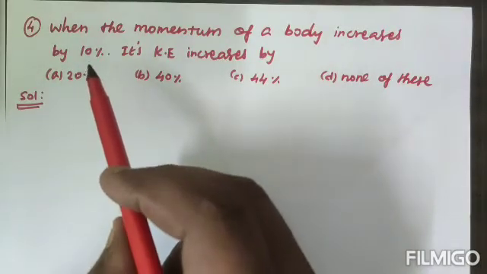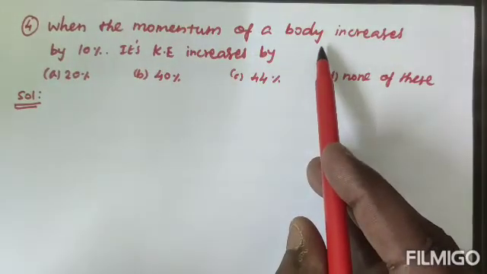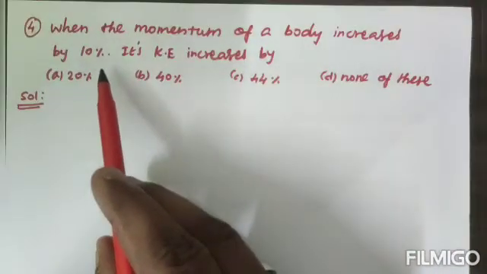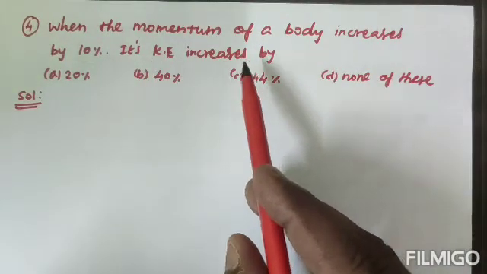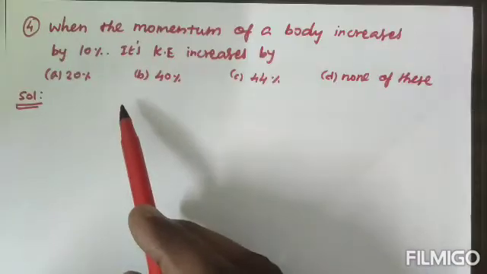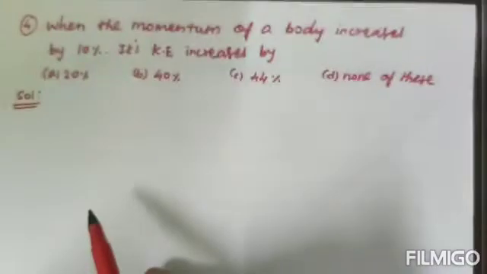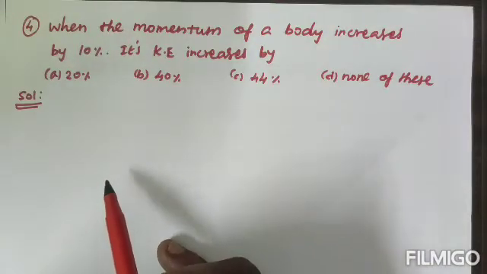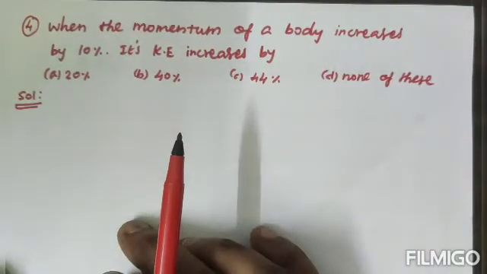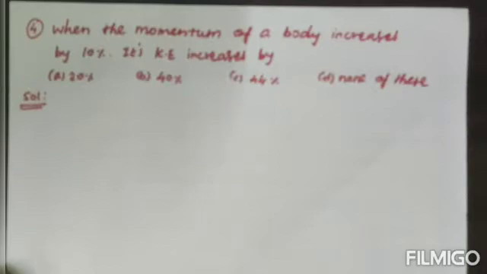It's an interesting question. When the momentum of a body increases by 10%, its kinetic energy increases by how much? So momentum is increasing by 10%. Then what about the kinetic energy? That is the question. So please listen. How to approach this question?